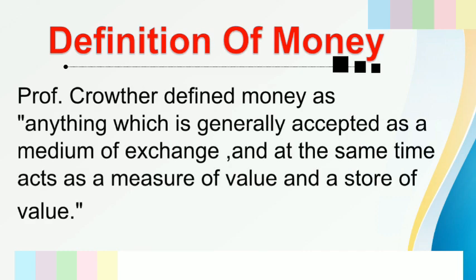So as we have learned why barter system was unsuccessful, we can now find out how money replaced barter system. So let's first talk about the definition of money. In the words of Professor Crowther, he defined money as anything which is generally accepted as a medium of exchange and at the same time acts as a measure of value and a store of value. So basically, what were the failures of barter system became the functions of money.